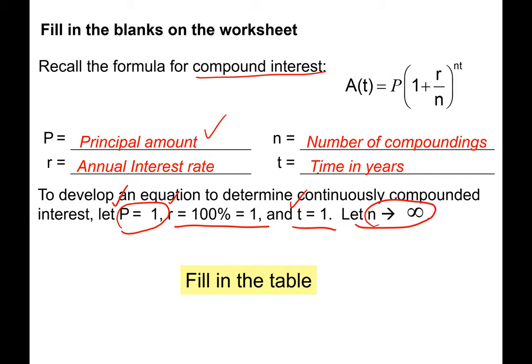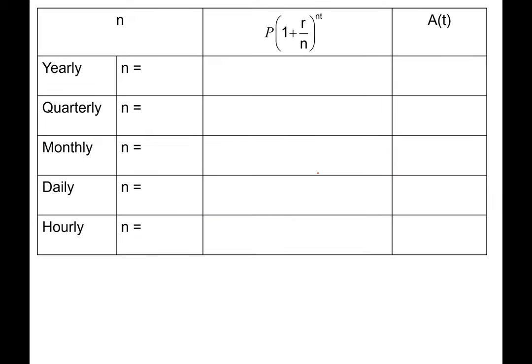Now let's move on to the next table. So first of all, under compounding yearly, remember P is one, right? Rate is one, and then time T is one. Okay, that's all one. So if it's compounding yearly, that means N equals one. So we apply the compound interest formula. Let's see what the ending balance is here. So it'll be one times one plus, the rate is one over one, to the one times one, right?